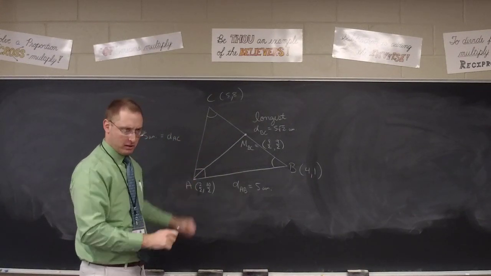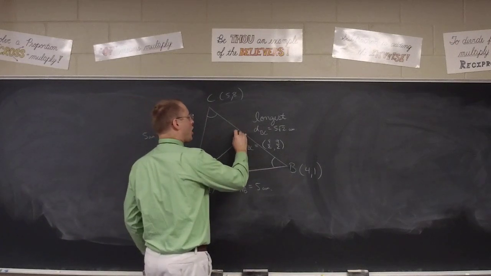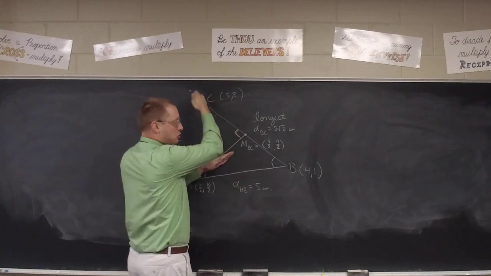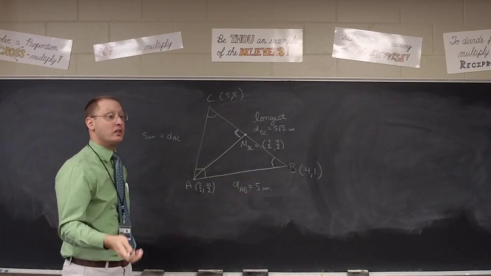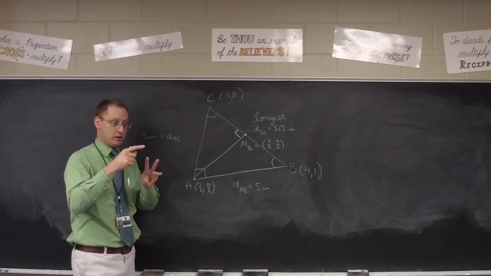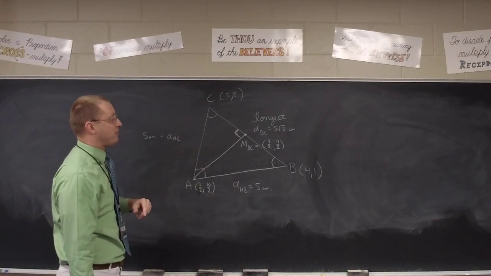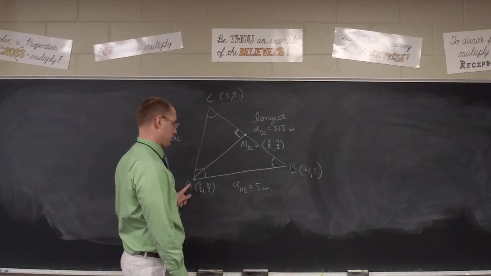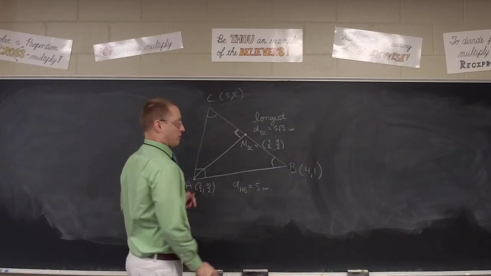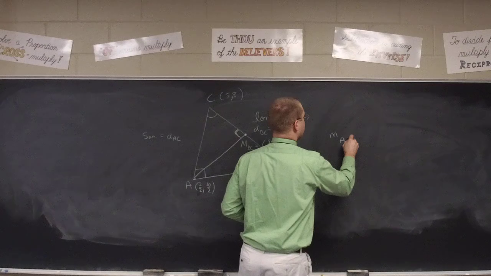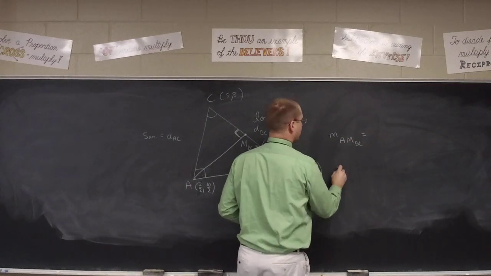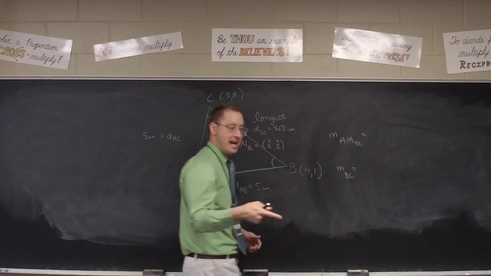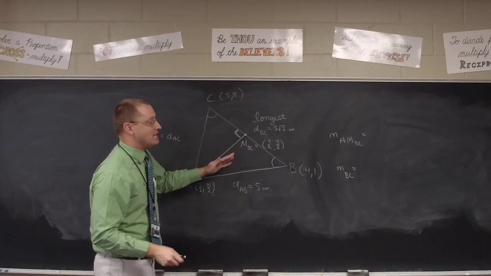What does altitude mean? Perpendicular. So they're saying, show that this median is perpendicular to BC. Whenever I think perpendicular in this class, I need to think 3 words: negative reciprocal slope. So I need to find 2 slopes: the slope of the median, from A to the midpoint of BC, and the slope of BC. If these are negative reciprocal slopes, then my median is an altitude.